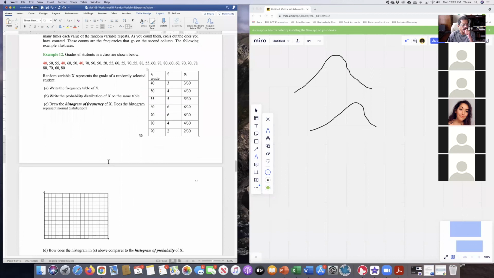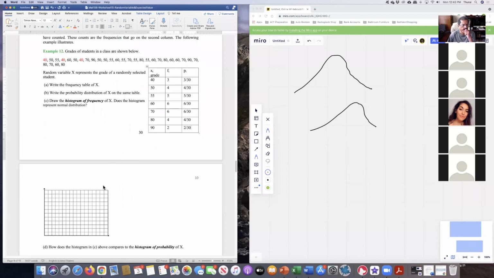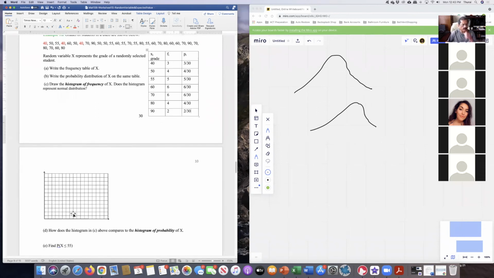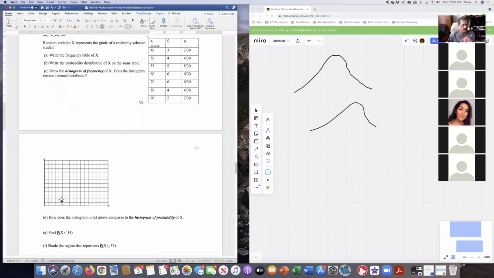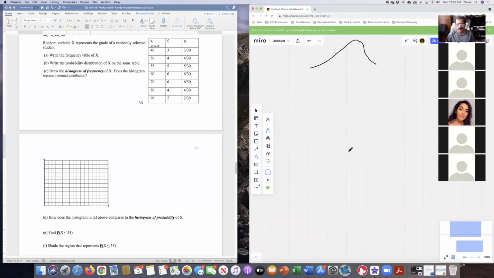And then it says, draw the histogram of the frequency of X. So that means on this graph paper here, you need to mark the frequencies on the y-axis instead of probability. If they ask for the probability histogram, then you have to put the probabilities. The number that goes on the y-axis will be different, but the histogram will look the same either way. I won't be able to do it here, so I'm going to go to the board and see if I can do it there.